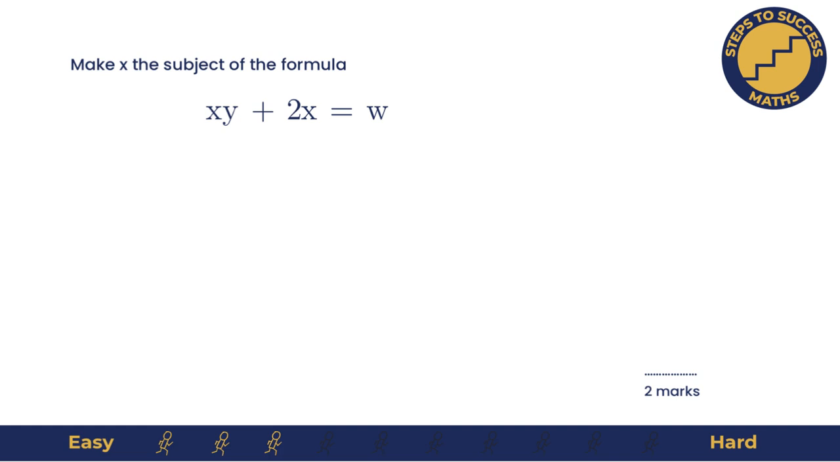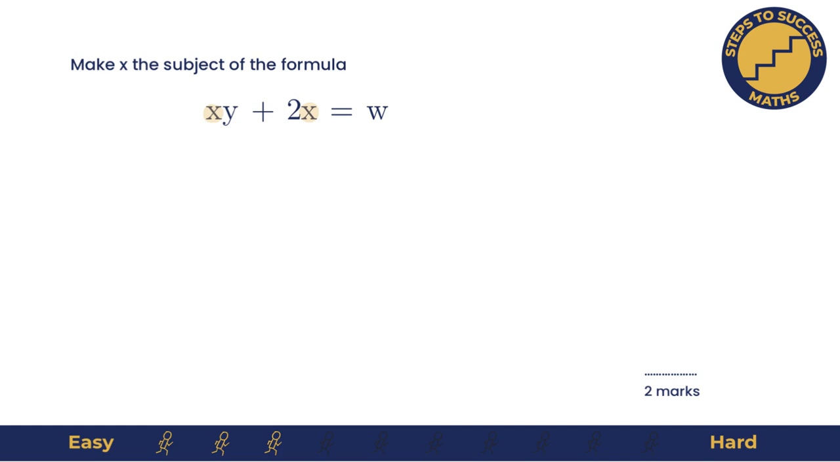Make x the subject of the formula. xy plus 2x equals w. Find your subject. Okay, it appears twice here and here. When you see the subject appearing more than once, what you need to think about are brackets. So how can I use brackets?